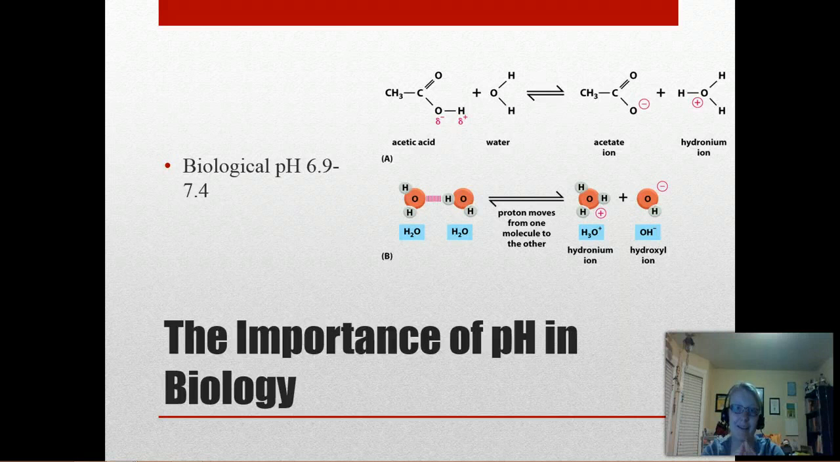Because if we go outside of this, our proteins break down, our cellular processes break down, everything can come to a halt really quickly. So we need to make sure we stay within this biological range, which is why we have a buffering system within our body as well. But that's why anytime anything is administered to us through IV fluids or anything like that, the pH is critical.